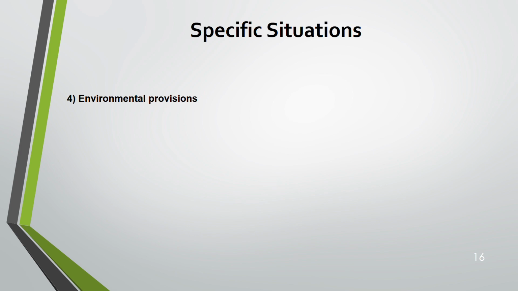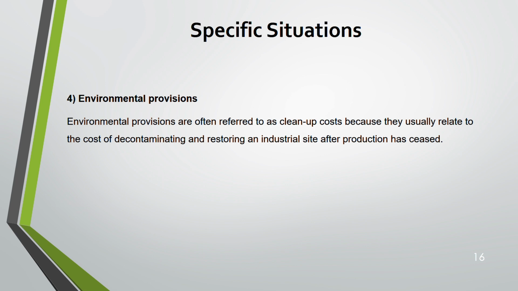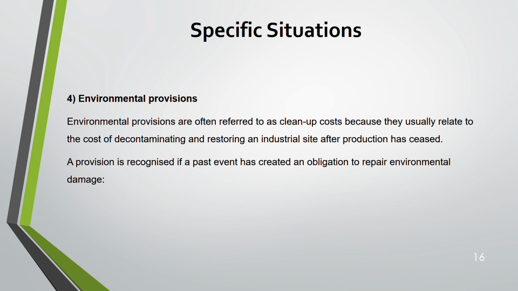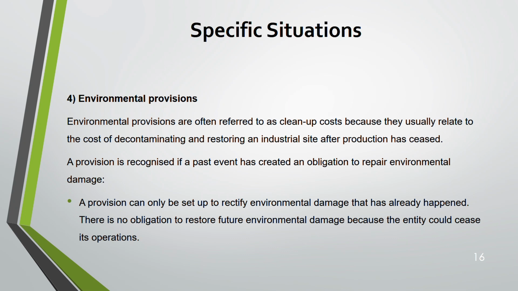The fourth is environmental provision. Environmental provisions are your cleanup costs. This is usually done when you are deciding to restore an industrial site after the production has ceased, or you are cleaning up after the usage of the asset. So for this, you need to recognize a provision, an environmental provision. A provision is recognized if a past event has created an obligation to repair the environmental damage. A provision can only be set up to rectify the environmental damage that has already happened. Please understand this. If environmental damage has already happened, you need to recognize a provision for it. But there is no obligation to restore future environmental damage.